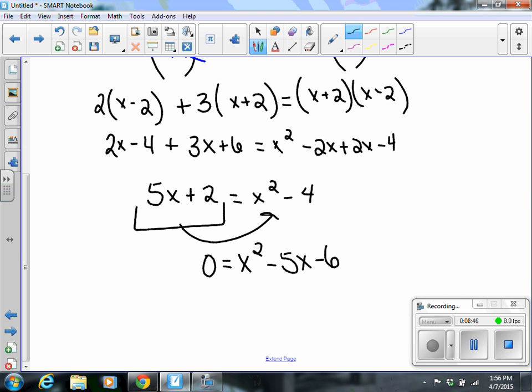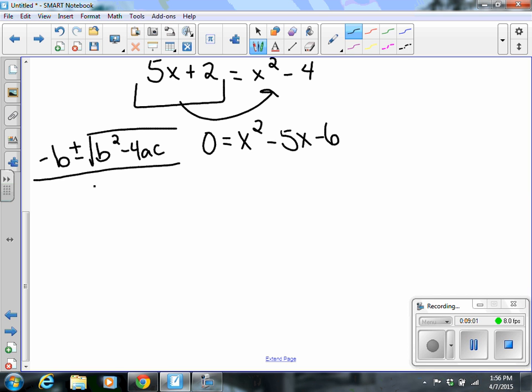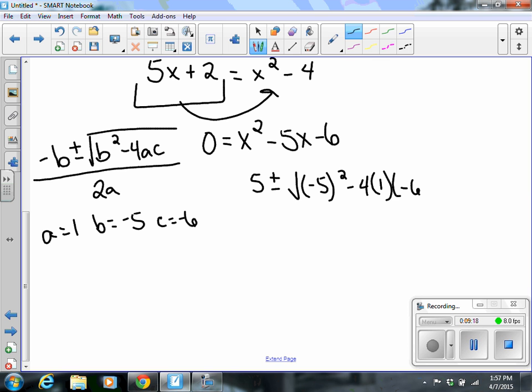So again, I said you could use the method of your choice. I'm going to use the quadratic formula for this to kind of give you guys some options here. So in our case, a equals 1, b equals -5, and c equals -6. So I've got 5 plus or minus the square root of -5 squared minus 4 times 1 times -6 all over 2 times 1.